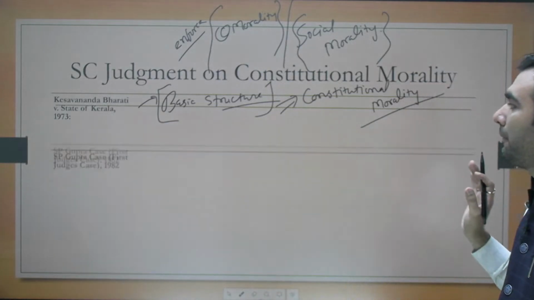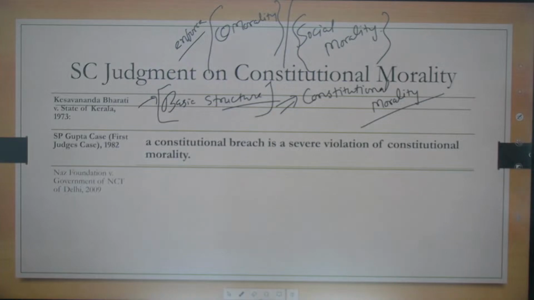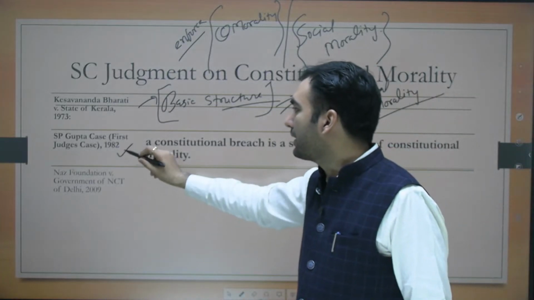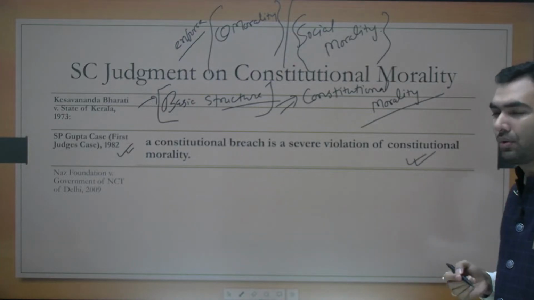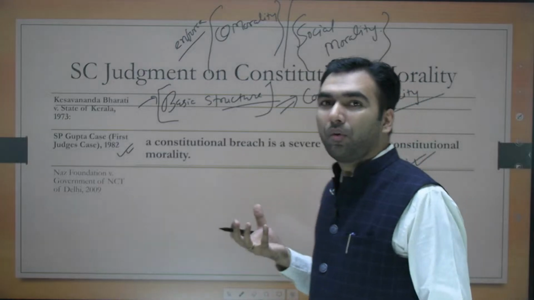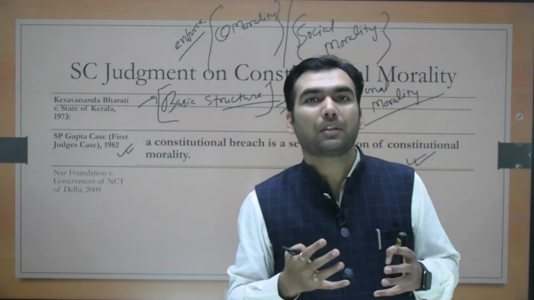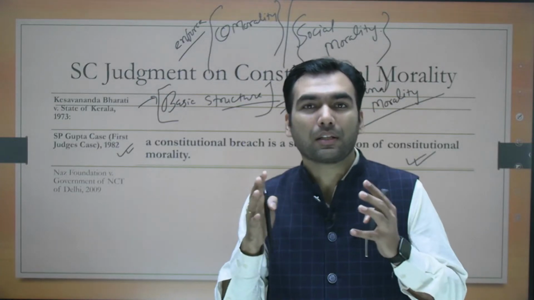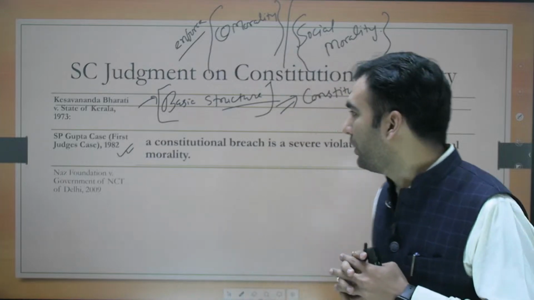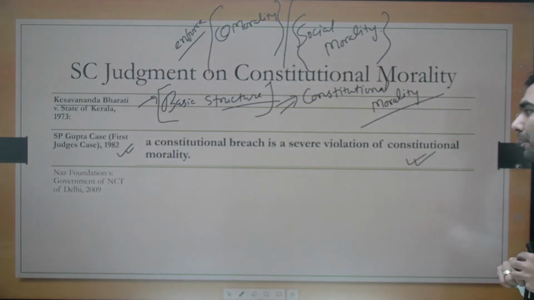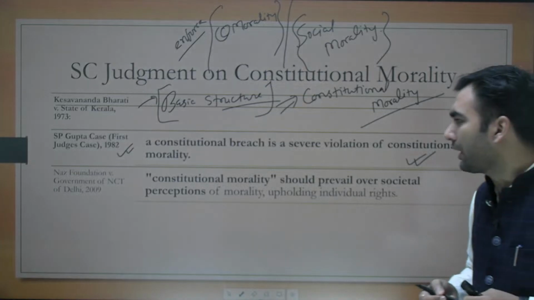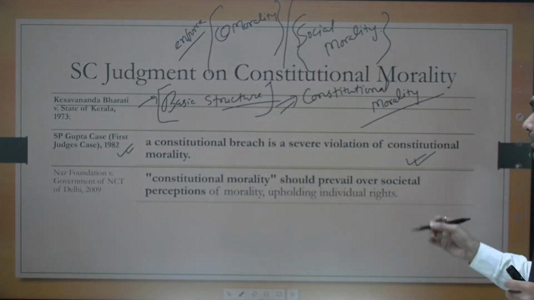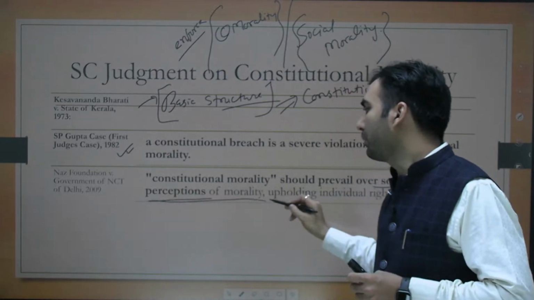Clear? The same thing, for example, in the SP Gupta case, also known as the First Judges case, a term came that a constitutional breach is a severe violation of constitutional morality. That was the point when it was being discussed whether the independence of the judiciary was being compromised by the way judges were being appointed. Next is the Naz Foundation case. In this case, it was not the Supreme Court but the Delhi High Court which said that constitutional morality should prevail over social perceptions of morality.